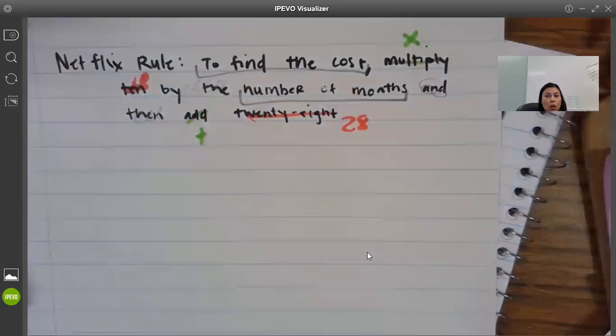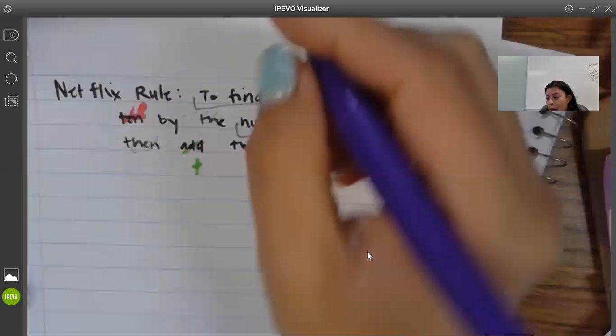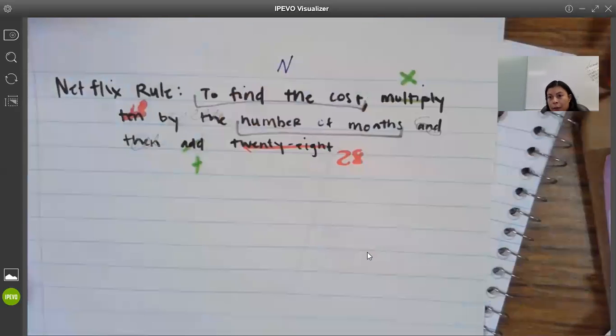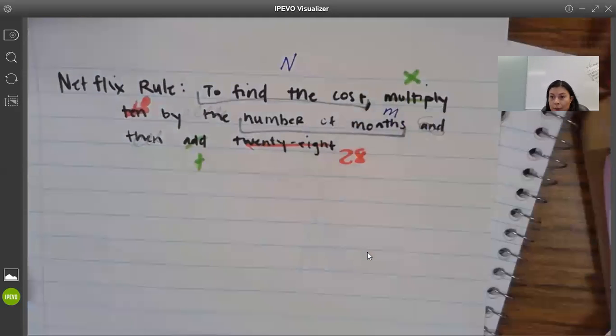Do you know what that's called or what I could use? What could I use to represent all of these words, this topic? I don't want to use numbers because numbers are already taken. What can I use instead? Something I can use instead is a letter, which is called a variable. So instead of saying to find the cost for Netflix, I can use just the letter N to represent that. It's a letter that stands for a number. Instead of the number of months, I can use an M to stand for the number of months.